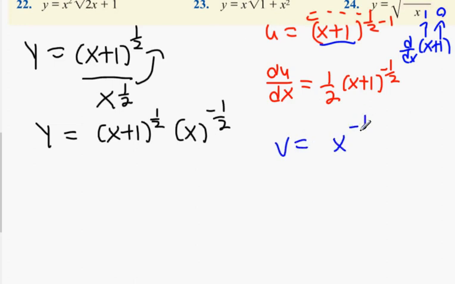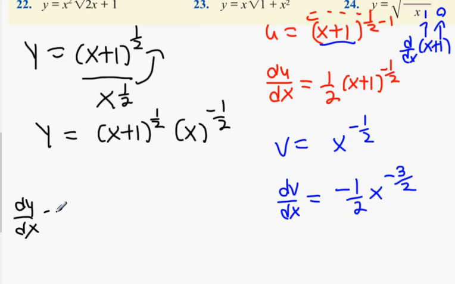Now let's find dv dx, which is going to be minus a half times x to the power of minus 3 over 2. Okay, now we're ready to do the product rule. Everybody remember the product rule? dy dx equals u times dv dx plus v times du dx.